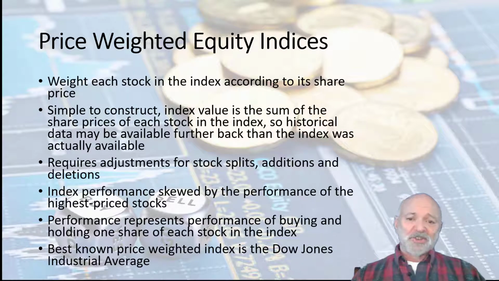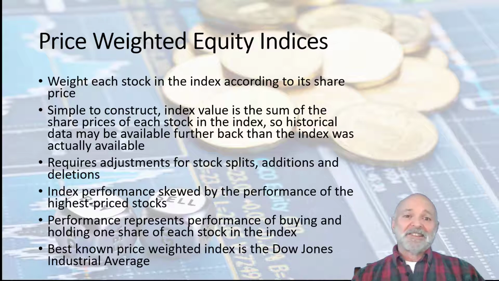So if we have one stock that has a $100 share price and another stock that has a $10 share price, the total value of the index would be 110, and it would put a lot more weight on the much higher price share. The benefit of this, of course, is that it's very simple to construct. The index value is just the sum of the price of one share of each stock in the index.